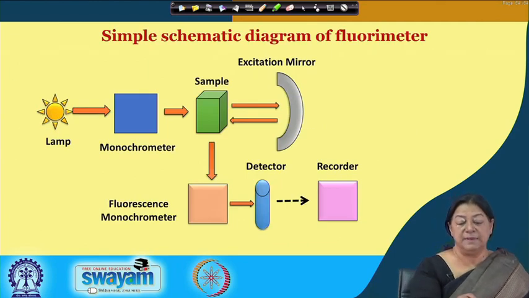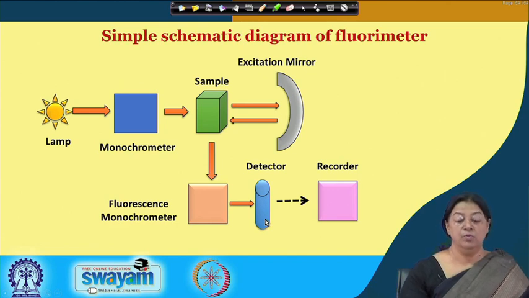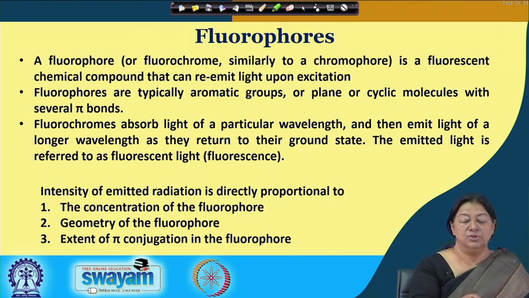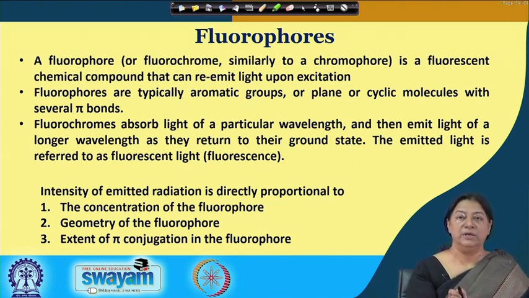This is a simple schematic diagram where we have the lamp, the monochromator, the sample, the excitation mirror, the fluorescence monochromator, the detector and the recorder. We will be showing you how to record fluorescence spectra and what differences can occur when we look at this fluorescence spectroscopy. So, now we had a chromophore when we were looking at UV visible.